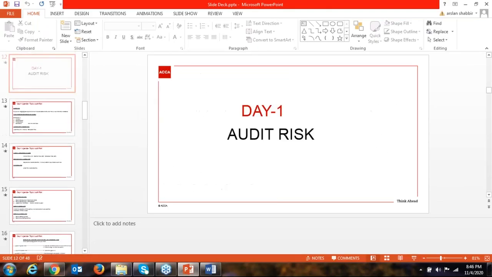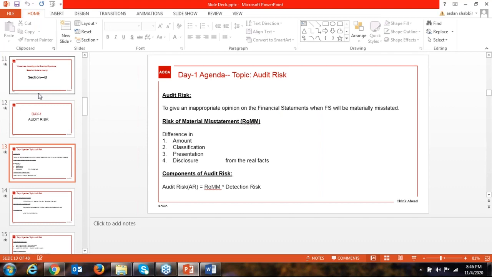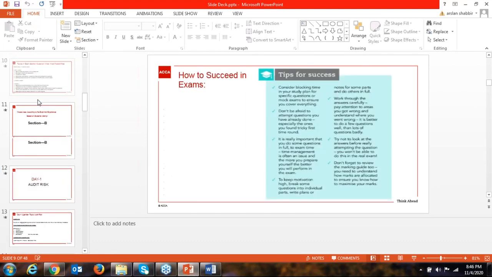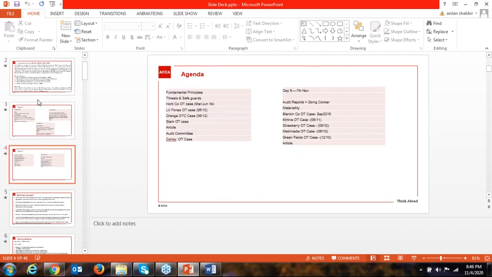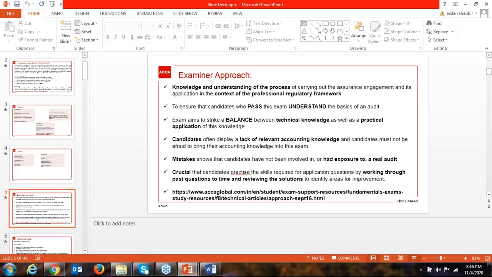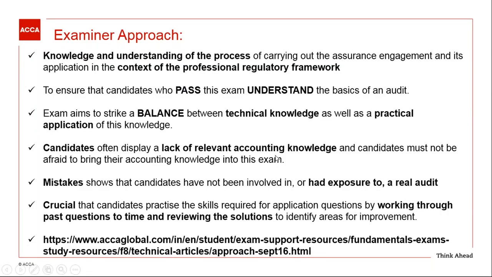Yesterday's discussion was based on different aspects of the exam. We covered the examiner approach, which is why the examiner tests you in the Audit and Assurance paper, the AA paper. What are the logics behind this exam, behind this paper? We discussed this examiner approach. That was the knowledge and understanding of the process of carrying out the assurance application.